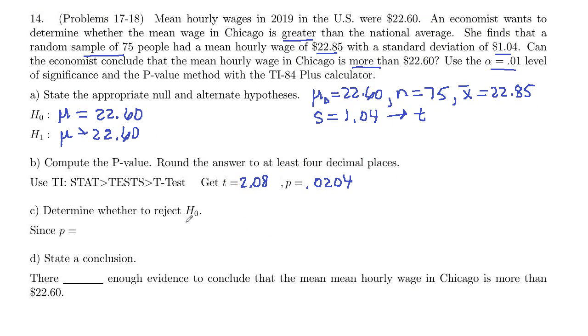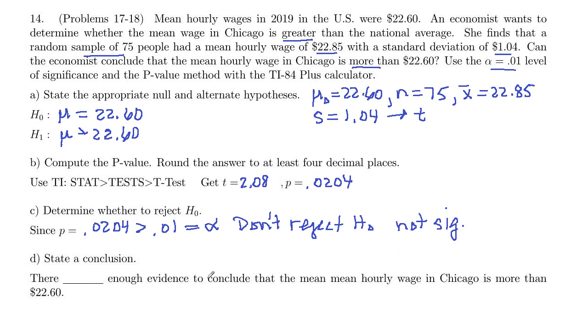Do we reject H0? Well, our p-value, which is 0.0204, is greater than 0.01, which is our alpha. So p greater than alpha, you don't reject. So don't reject H0. This is not a significant result. So there is not enough evidence to conclude that the mean hourly wage in Chicago is more than the $22.60 national.